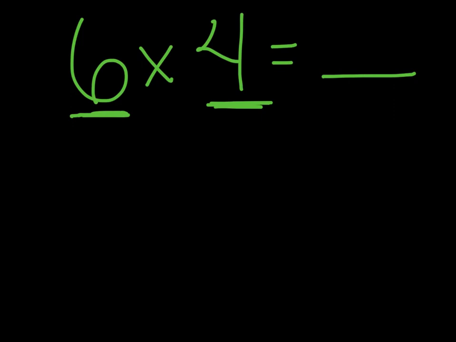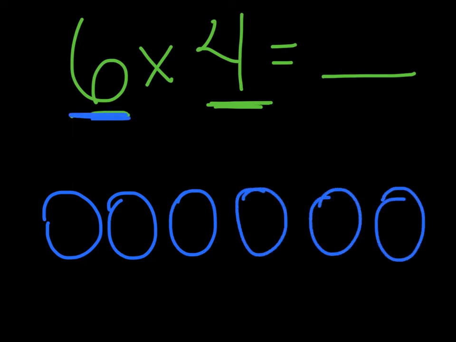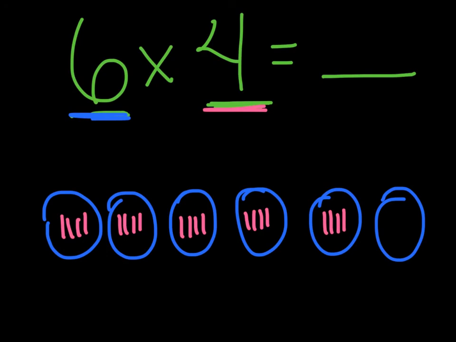All right, so you should have 6 circles on your paper, just like my groups of here. And then how many did I put in each one? Should have been 4. So I'm going to have 1, 2, 3, 4, 5, 6, 7, 8, 9, 10, 11, 12, 13, 14, 15, 16, 17, 18, 19, 20, 21, 22, 23, 24. And so my answer should be 24.